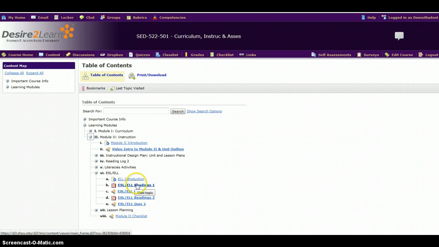There's two reading files for the two quizzes that are in this section. The first reading goes with the first quiz and the second reading with the second quiz. So the first thing we're going to look at is the readings to go with the quiz.